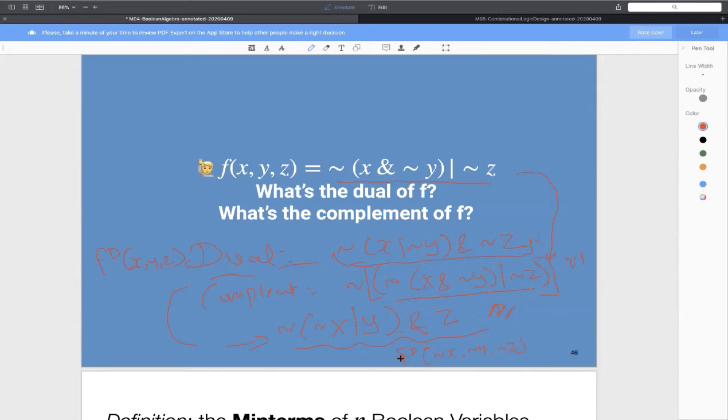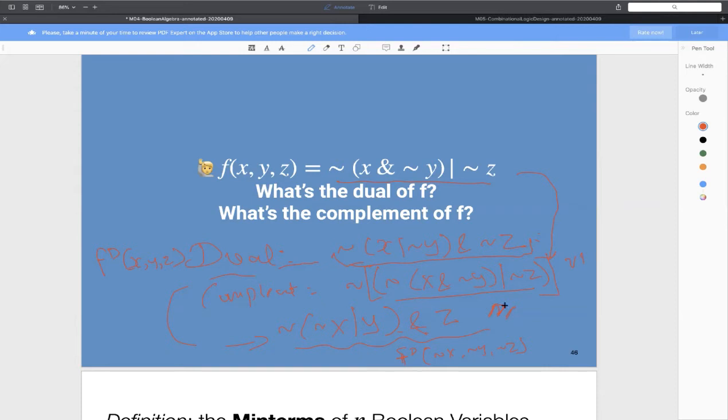And the middle is just not of f of x, y, z. That is what the duality property tells us. So we would expect that the complement that we obtained by simply taking the negation of f, and this other expression which we obtained by applying the dual function to not x, not y, and not z, are the same.